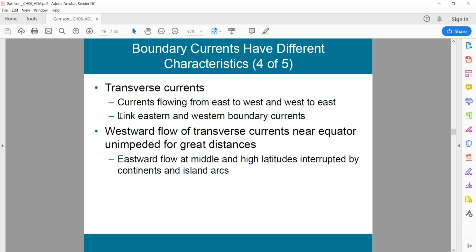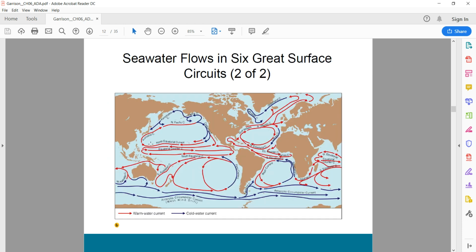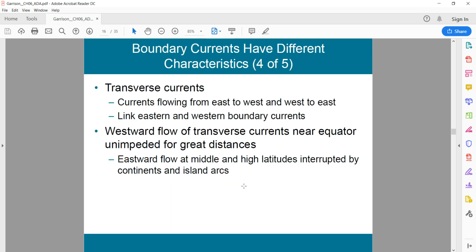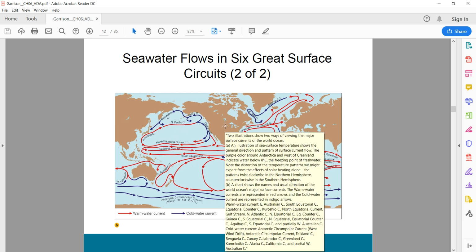Transverse currents flow from east to west and west to east, like eastern and western boundary currents. I gave you the example earlier, like this North Equatorial current and North Pacific current. So those are the examples. Westward flow of transverse currents near the equator is unimpeded for a greater distance. So if you look at the westward current flow, this is relatively unimpeded, there is no disturbance here. But if you look at the eastward, there are more boundaries here, so it gets disturbed in its way.